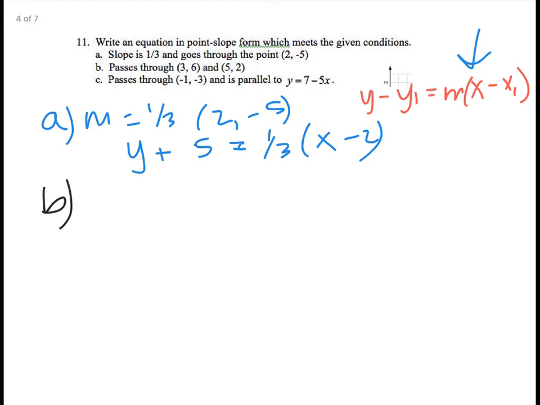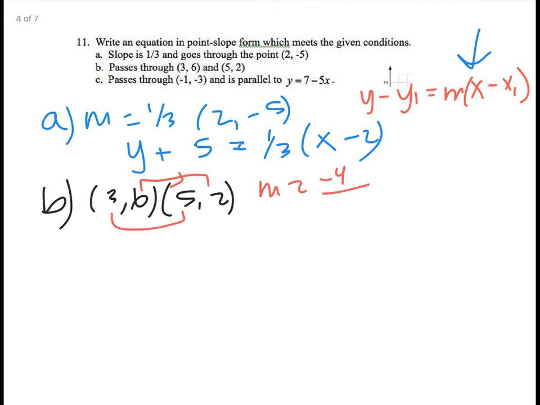B says passes through 3, 6 and 5, 2. So 3, 6, 5, 2. Some of you guys like to use the bar method also for slope. So to get from 6 to 2, if I'm finding my slope, would be negative 4. 3 to 5 would be 2, so my slope is negative 2. Rewrite that a little clearer there, sorry.